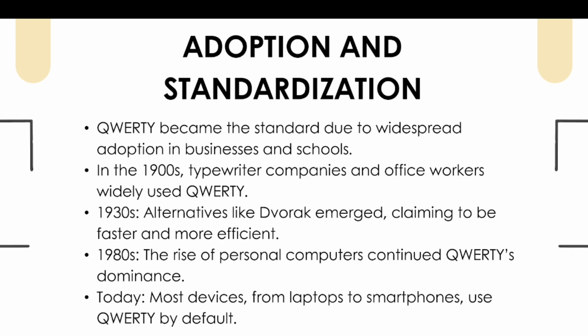Now let us talk about adoption and standardization. It became standard due to the widespread adoption in business and schools. In the 1900s, the typewriter companies and office workers quickly used QWERTY. Dvorak also emerged in the 1930s, claiming to be faster and more efficient, but in the 1980s, QWERTY's dominance was still there in the personal computer. And today, most devices from laptops to smartphones use QWERTY by default.